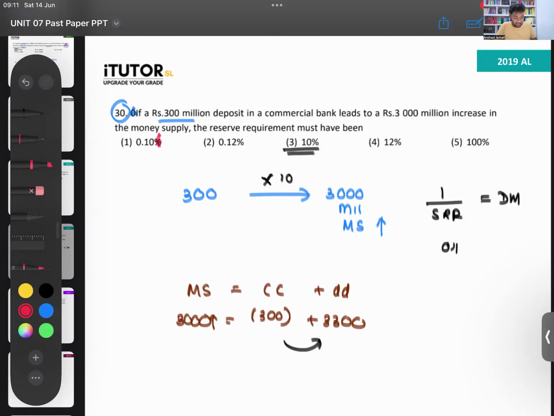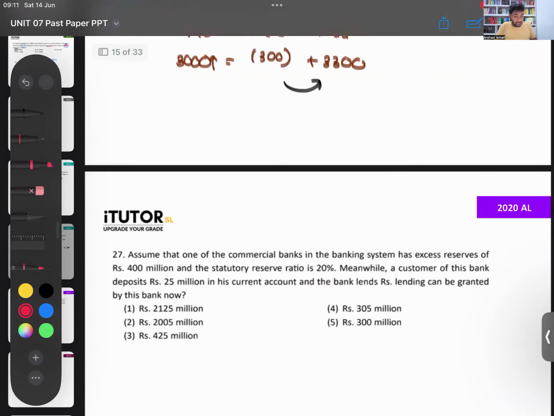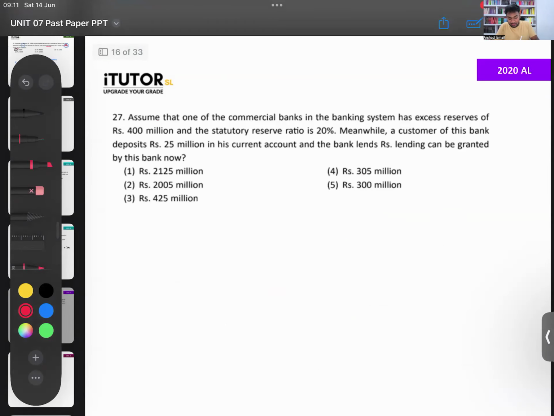Okay. Then going to 2020. 2020 question number 27. They're saying, assume that, I think this question has been typed a little wrong, but you can refer to the original paper that you have. I'll add the thing that I have not typed. Assume that one of the commercial banks in the banking system has excess reserves of 400 million. Okay. So there is one bank that has excess reserves of 400 million.